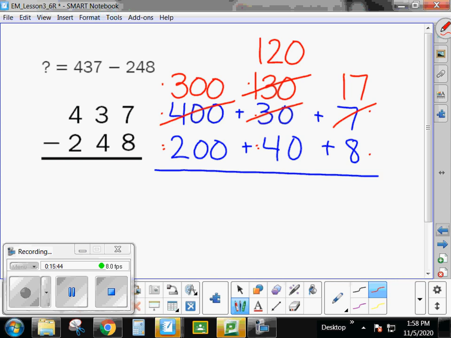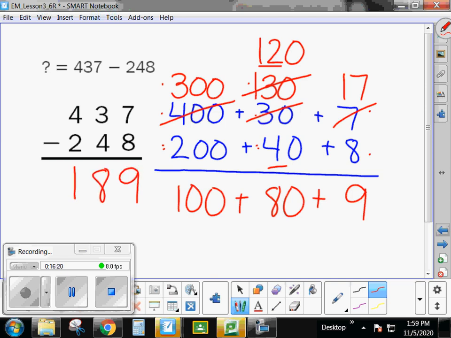If these are the numbers you should have had at the top of each place value before you started to subtract. All right, now I can subtract. As long as I've done all of my trading, I can start subtracting anywhere. This time I'm going to go ahead and subtract in the hundreds. 300 minus 200 is 100. 120 minus 40 is 80, because I know that 12 minus 4 is 8, but this is 8 tenths. And 17 minus 8 is 9. When I put those all together, I should have 189.